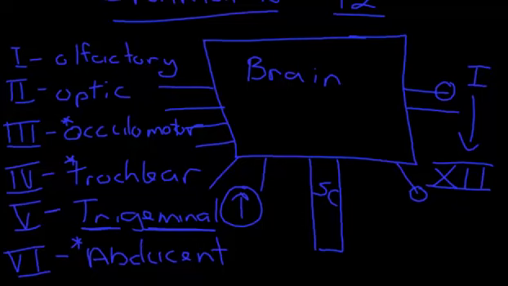To add more complexity to the story, each of these cranial nerves at their core has a different set of functions. For example, the olfactory and optic nerves, they are very special nerves.